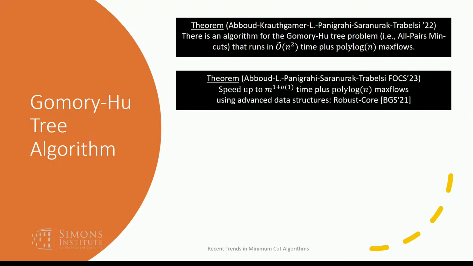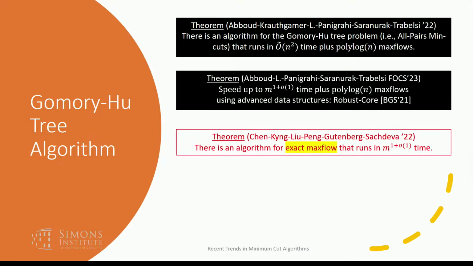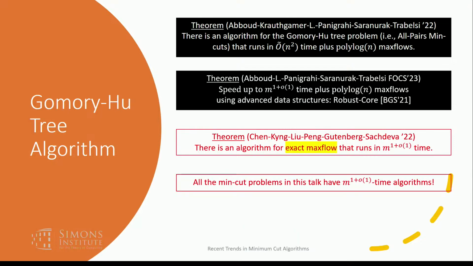So subsequently, in a paper that will be appearing in this FOCS, we sped up the Steiner tree packing using advanced dynamic data structures. For example, the robust core data structure that Aaron Bernstein talked about. And indeed, this algorithm is now basically near optimal because we can use the breakthrough result of exact max flow in almost linear time to get Gomory-Hu tree in almost linear time. So basically, we have a satisfying conclusion of all these min-cut problems. We show that all these min-cut problems that we discussed, including the hardest variant, can all be solved in almost linear time.